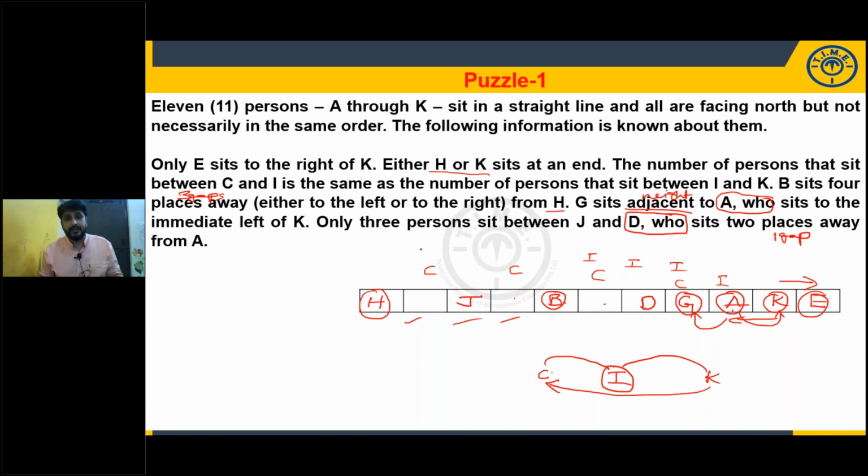And it is mentioned earlier, I sits exactly between C and K. So this case is ruled out, this case is ruled out, this case is also ruled out because already we have placed D, G and A. So the only possible place is I is here and C is here. And the remaining person F will be here. That's it. This is how we have to solve the question.